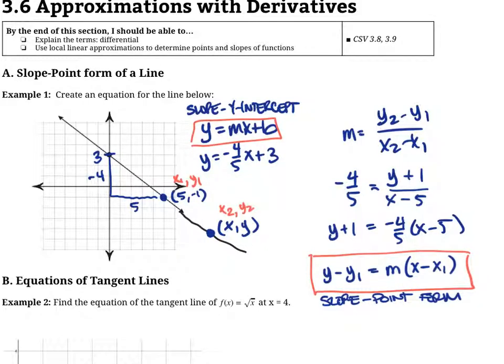The reason why it's called slope point form is because we can easily create it if we're given the slope of the line and we're given a point on the line. The point on the line, by the way, is x1, y1. So you don't actually need to know what the y-intercept is to write the equation of a line in this form. That's why it's so useful.